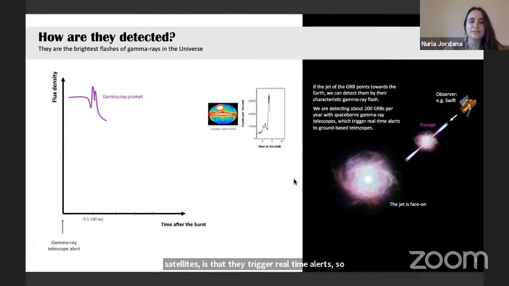So here in the middle picture, you can see the Milky Way in red. And we also have a big red and white dot that pops up. It's basically because the GRB has outshined any other source of gamma rays in the universe.